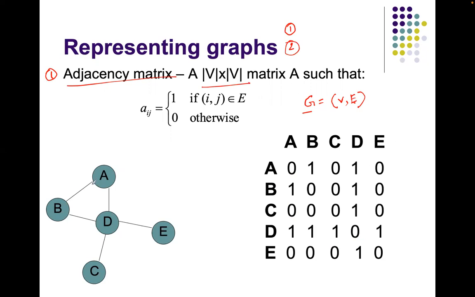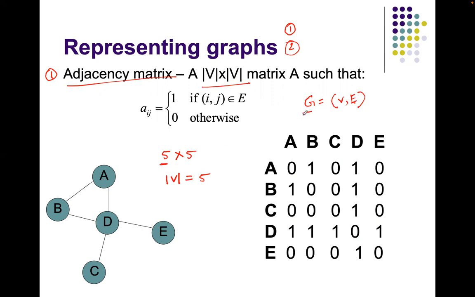For example, in this graph, we have 1, 2, 3, 4, 5 nodes. To represent this graph, we're going to use a two-dimensional adjacency matrix with dimension 5 times 5. Here 5 means the size of the vertex set is 5. How many vertices or nodes do we have? We have 5 nodes.